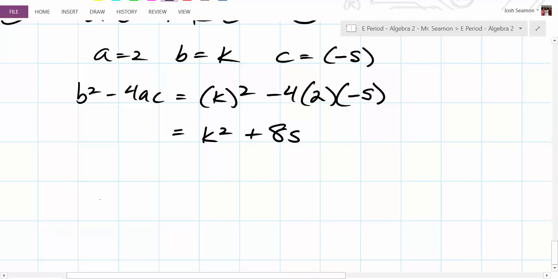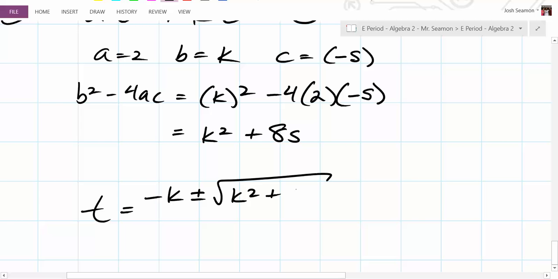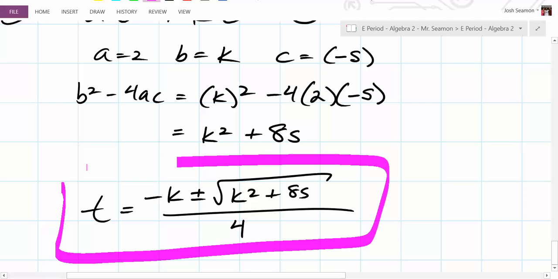So what do we now have? We know that t is equal to negative b. What's the b value? So negative k plus or minus the square root of the discriminant, k squared plus 8s, all over 2 times a. What's a? 2. So 2 times 2 is 4. You have just used the quadratic formula and you've solved for t. There it is.